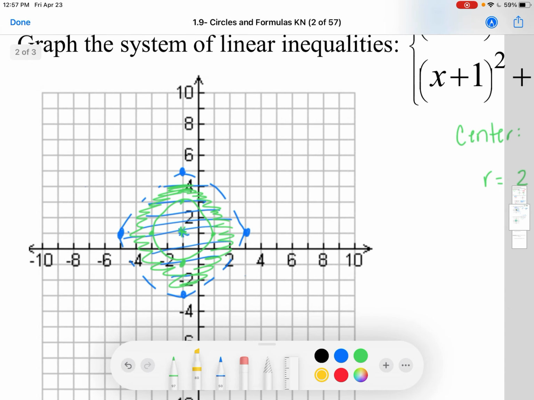And again, when we want the overlapping sections, that's going to be everything in between, basically the ring in between the circles. That should be the overlapping section. If you're using a pencil, just make sure it's the darkest section so you can tell the difference. And that will be our answer.